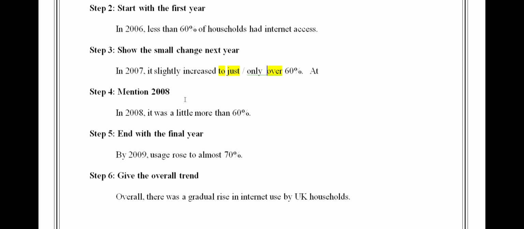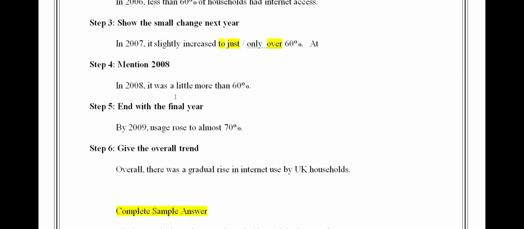Step number 4. We are mentioning 2008. 2006 completed, 2007 completed, and now we go to 2008. Again in the same pattern. In 2008, again with the same pronoun, it was a little more than 60%. It has crossed, so it is a little more. Step number 5, end with the final year. By 2009, we are coming to that year. We are not in that year, we are coming to that year. So that is the reason for the preposition by.